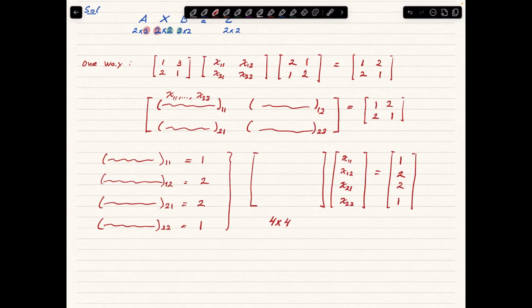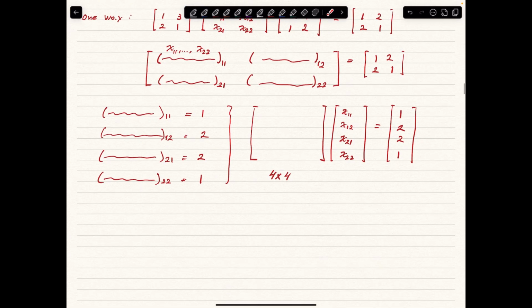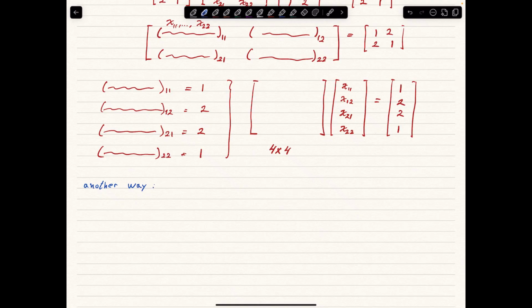So that's one way to do it, and here we have a big complicated expression of all the coefficients in this matrix. This is the old way. We have 4 unknowns, a big system, and we solve it. Another way. Well, let's write down our system. Our system is matrix A acting on X acting on B equals C.